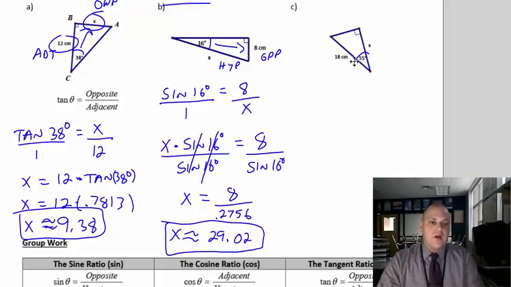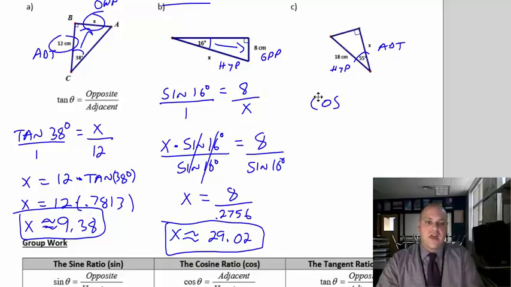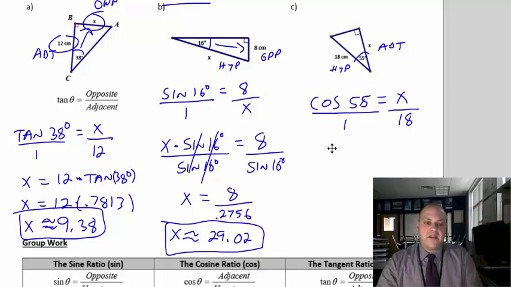This one here, here's the angle. This is adjacent and hypotenuse. So this is 55. So we're doing a cosine now. Cosine 55, because it's adjacent over hypotenuse, that's why it's cosine, equals x over 18. Put that over 1, cross multiply. X equals 18 times cos 55.